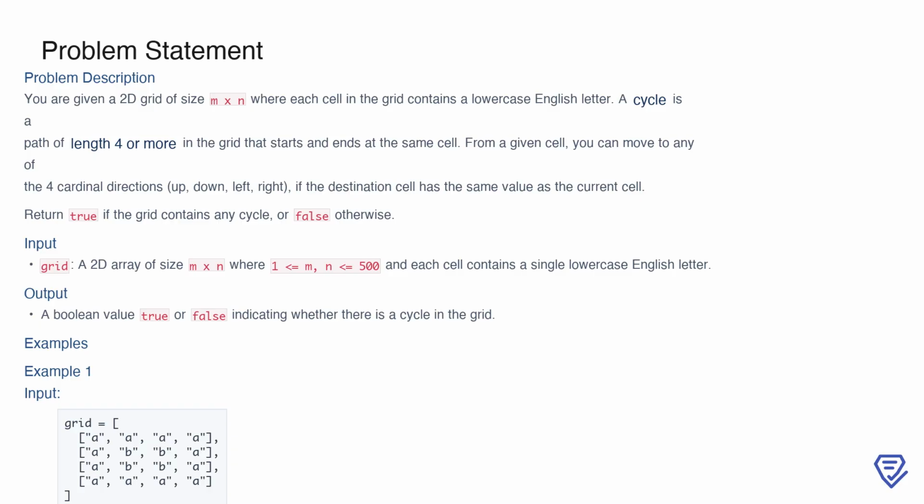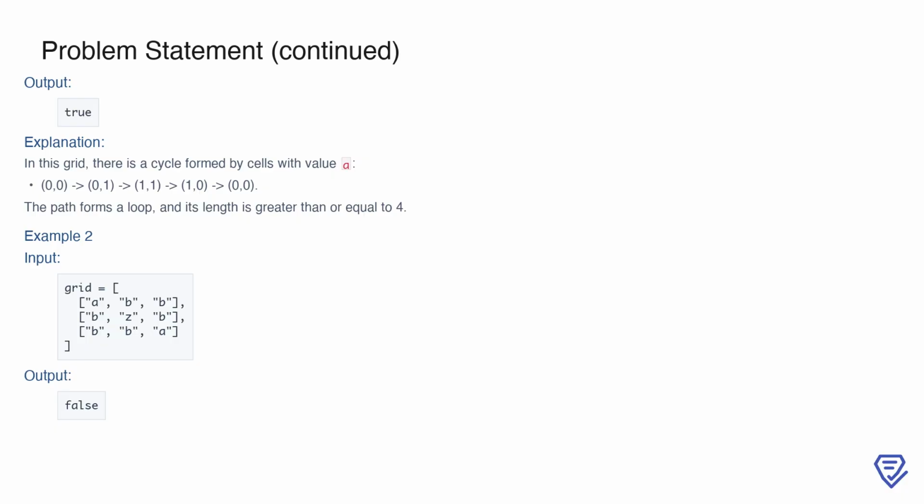The input consists of the grid itself, with dimensions ranging from 1 to 500 for both rows and columns, and the output is a Boolean value, true if a cycle is found, and false otherwise. For example, consider the first input grid. Here, the grid contains multiple cells with the value A, and we can observe a cycle formed by the following path, starting at cell 0,0, moving to 0,1, then to 1,1, followed by 1,0, and finally back to 0,0. This path forms a loop, and its length is greater than or equal to 4, which satisfies the problem's definition of a cycle. Therefore, the output for this example is true.